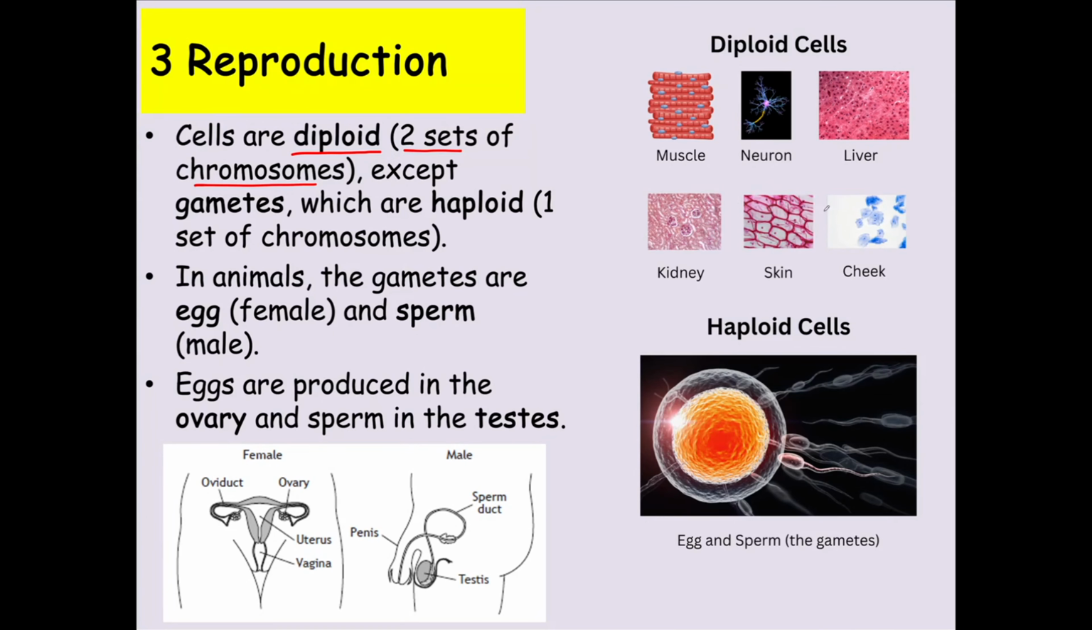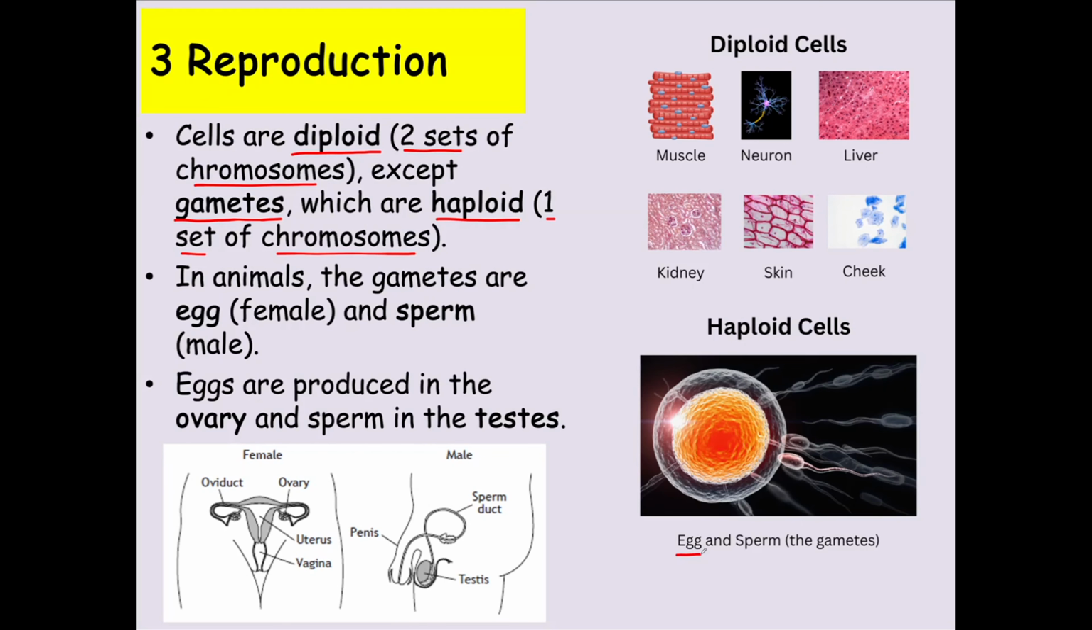Now, we're not really interested in these cells so much in this topic because we're looking at reproduction. Instead of looking at the diploid cells, we're going to be looking at a set of cells that are called the gametes. Now, the gametes are haploid cells, and what that means is that they have one set of chromosomes. So the cells that are involved in reproduction are called gametes and they are haploid.